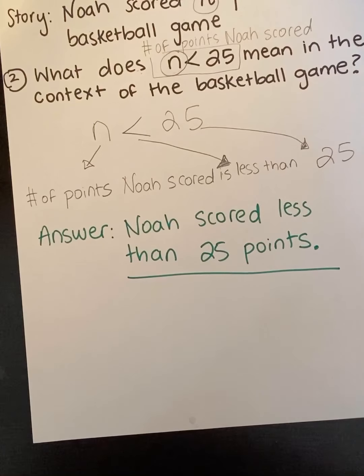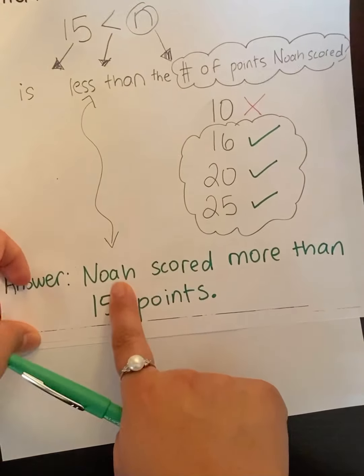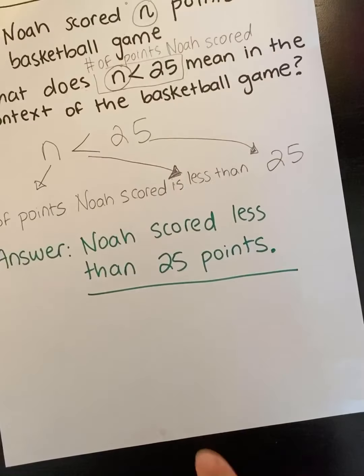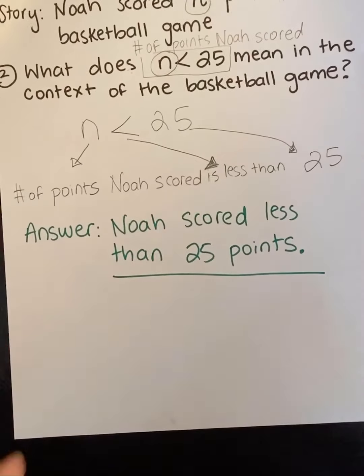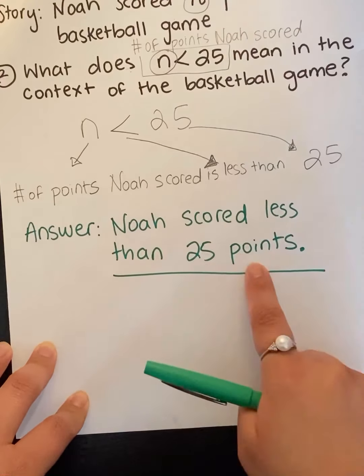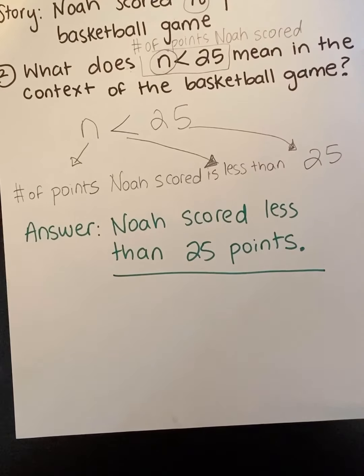Before I conclude, I'm starting to learn a little bit more about this basketball game. I know from problem number 1 that Noah scored more than 15 points. And problem number 2 is adding another piece of information that Noah scored less than 25 points. Keep that in mind as it is going to be important as we move into number 3, 4, 5, and 6.